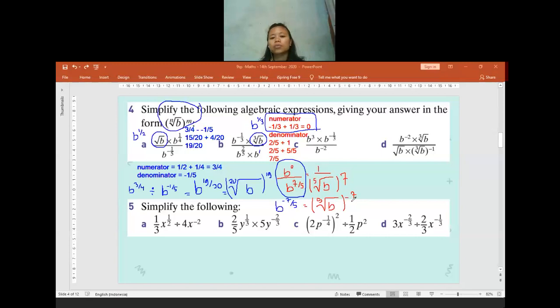If you have no confusion, let us move to question C. For question C, we have b to the power of 3 times b to the power of negative 1 per 3 divided by b to the power of negative 2. So we simplify the numerator first. For the numerator, we will have b to the power of how many? 3 plus negative 1 per 3 will be equals to how many?